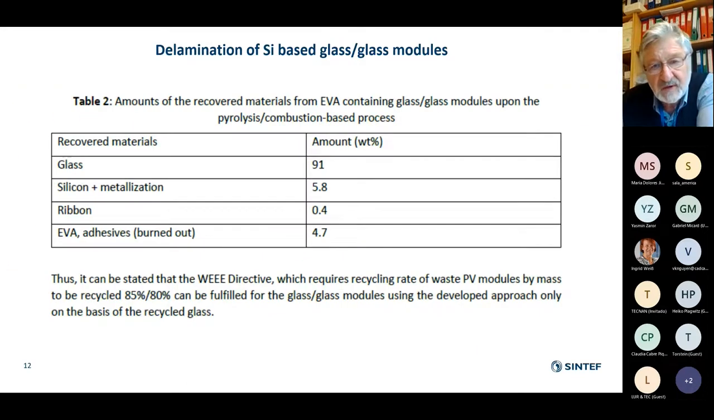So we analyzed the remaining parts after delamination, and we concluded that in weight percentage, we have 91 weight percent for glass, 5.8 for silicon with metallization, 0.4% for ribbon, and the remaining part is EVA, which was burned out in our combustion-based process. So it can be concluded that the WEEE directive can be realized, since the glass, already extracted glass, is above 85% recovered material, which can be reused again for PV needs.